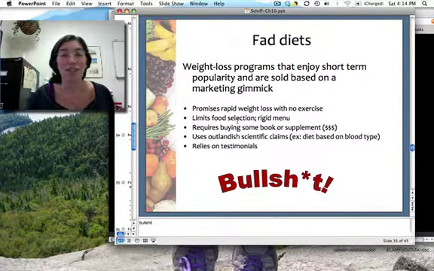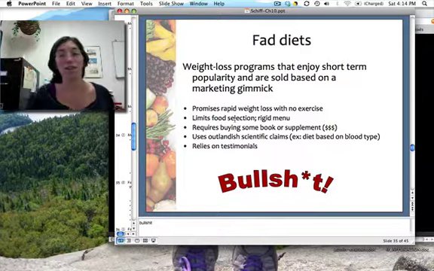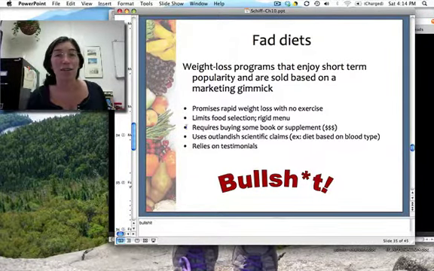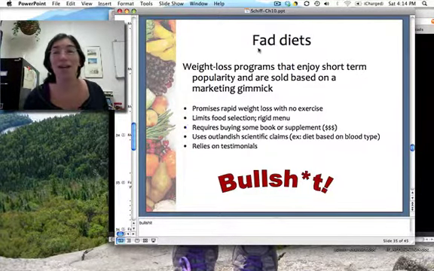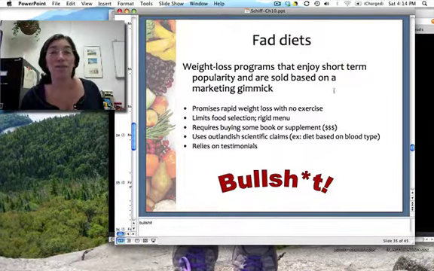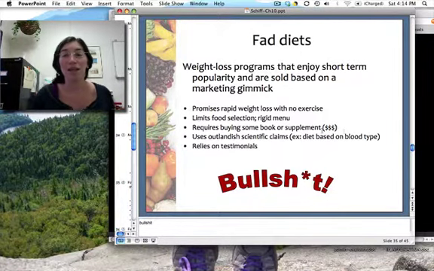So if a diet does that, call bullshit. If the diet requires you to buy some book or kit or supplement or something that you have to pay money for, okay, that's a money-making scheme or money-making claim, and you should call bullshit.